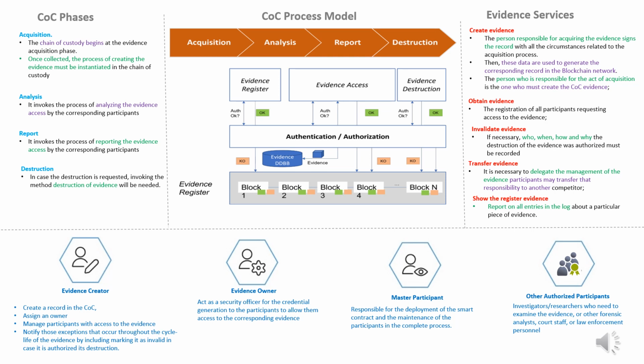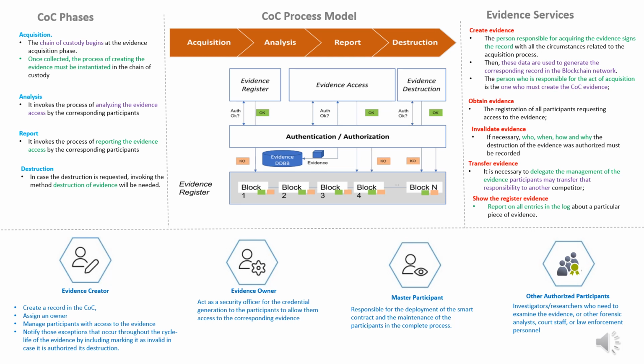So coming back to the chain of custody phases, during the acquisition phase, this is where the chain of custody actually gets instantiated. It begins at the evidence acquisition phase, and once evidence is collected, the process of creating the evidence must be instantiated in the chain of custody.